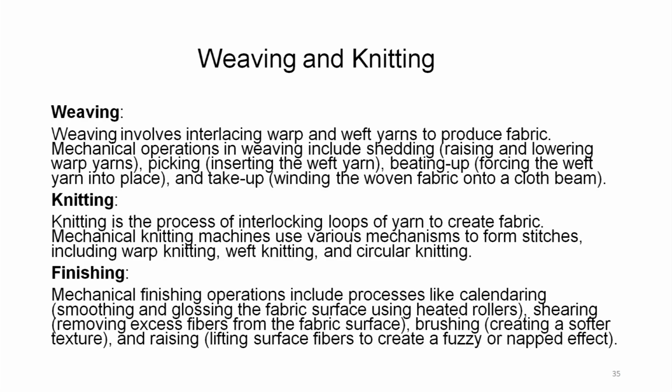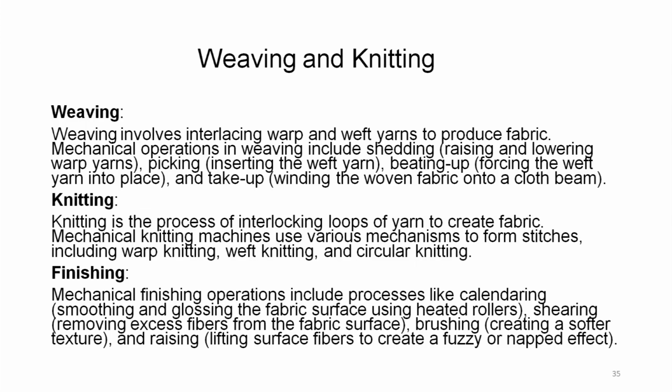Knitting. Knitting is another process of interlocking loops of yarn to create fabric. Mechanical knitting machines use various mechanisms to form stitches, including warp knitting, weft knitting, and circular knitting. And this we see not only in woolens but also in hosiery materials.